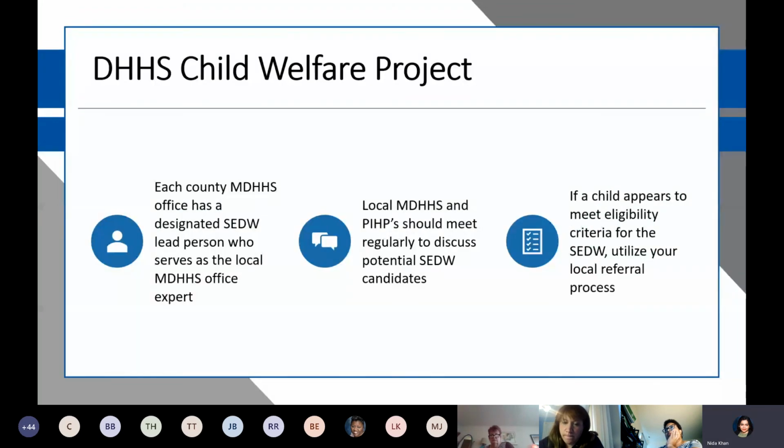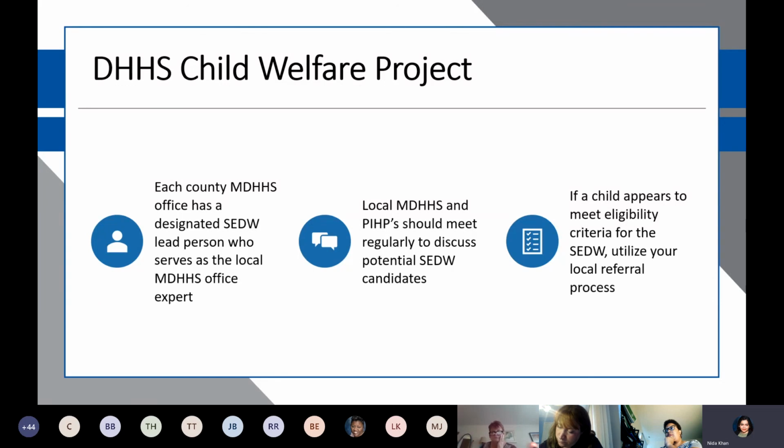And then the DHS Child Welfare Project, basically each county has a person designated for SED waiver. Now for our county, Kim is the lead person for SED waiver, and she also has some hours at the local DHS office. So she works very closely with foster care workers who are looking for extra services for individuals in our county. And Brittany Stone, like I said, also works at MDHHS, and they work together.